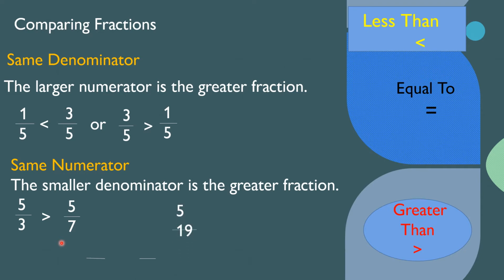Yan, 5/19. And then we have 5/4. So, ngayon, compare natin ito. The smaller the denominator is the greater fraction. So, ito, mas maliit. Ibig sabihin, mas mataas itong fraction na to. So, ano ang symbol na ilalagay natin dyan? Ay less than. So, 5/19 is less than 5/4.